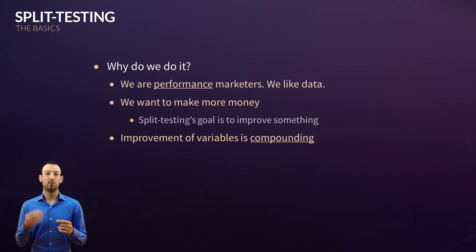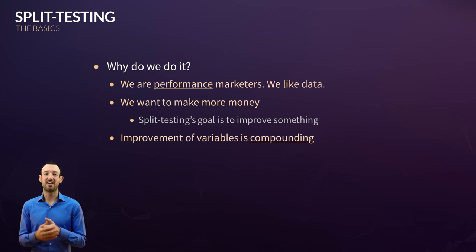Why do we even do it? Well, we are performance marketers, right? So we like data. At least I like data. Hopefully you like getting data. If you don't, eventually, trust me, at some point you will start loving having data and actually working with it. And of course, we want to make more money. That is why you're all doing this course and getting into affiliate marketing, right? Because you actually want to make money. Now, the goal of split testing is to improve something like a conversion rate, a click-through rate, whatever, with the goal of essentially making more money. So obviously, you should be very interested in split testing and how to actually do it.